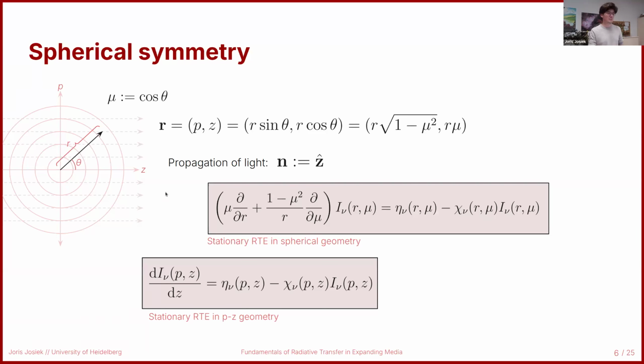This means you can rewrite the radiative transfer equation, ignoring the time component, in 2 different ways. You can write it either as a function of R and mu, or as a function of P and Z. What this means basically is that you're looking at a ray of light propagating in the direction of the observer, so in the Z direction, like the arrows that you see here. And this describes how the intensity changes along this path.